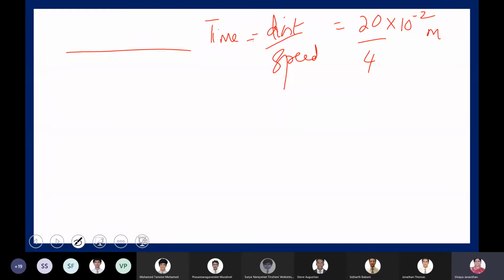Then in that case, it is just 5 into 10 to the power minus 2 seconds. The only thing is that I have to check whether the length is given in centimeters or meters. Let me check this because that's where the mistake is. You check whether the length is in meters also. But this is the way you have to calculate.